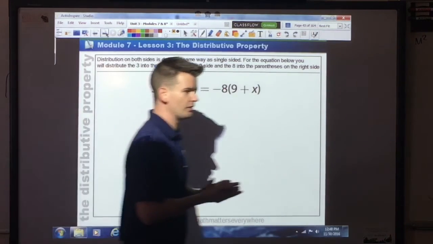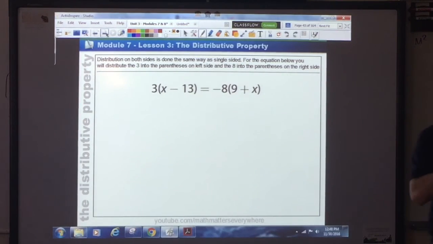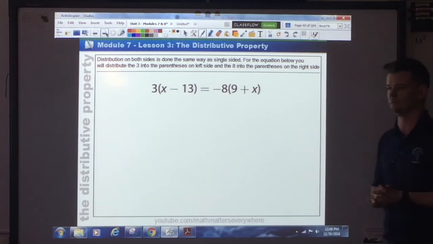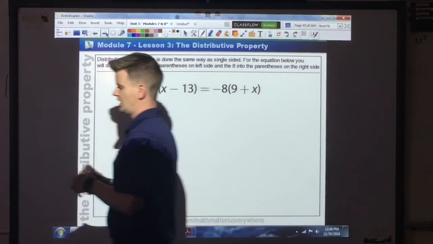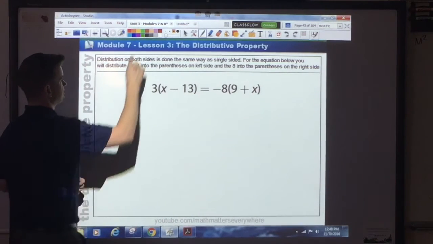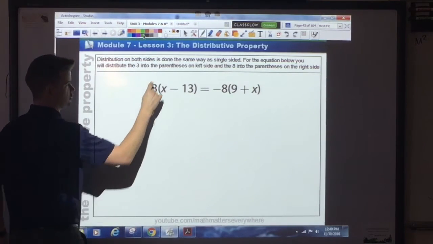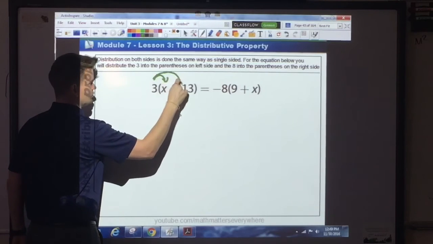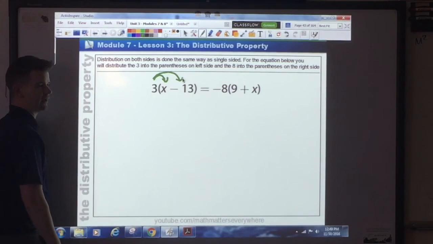The only difference now is that we have distribution on both sides. The good thing is you've already done that. We've multiplied both sides before by the LCM to get rid of fractions. But it's the same thing, just be careful. Make sure that when you distribute, you're distributing it to every term. Use the arrows to help you.